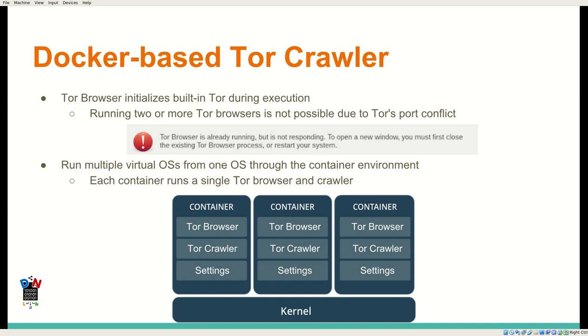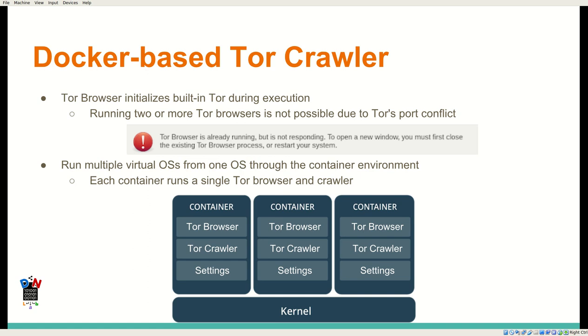The Tor browser will run the built-in Tor depending on the preset. So, if we run 2 or more Tor browsers, there will be a port collision with 2 or more Tors running. For this reason, typically only one Tor browser runs on one operating system. We introduce container-based virtualization for a simple solution to this problem.